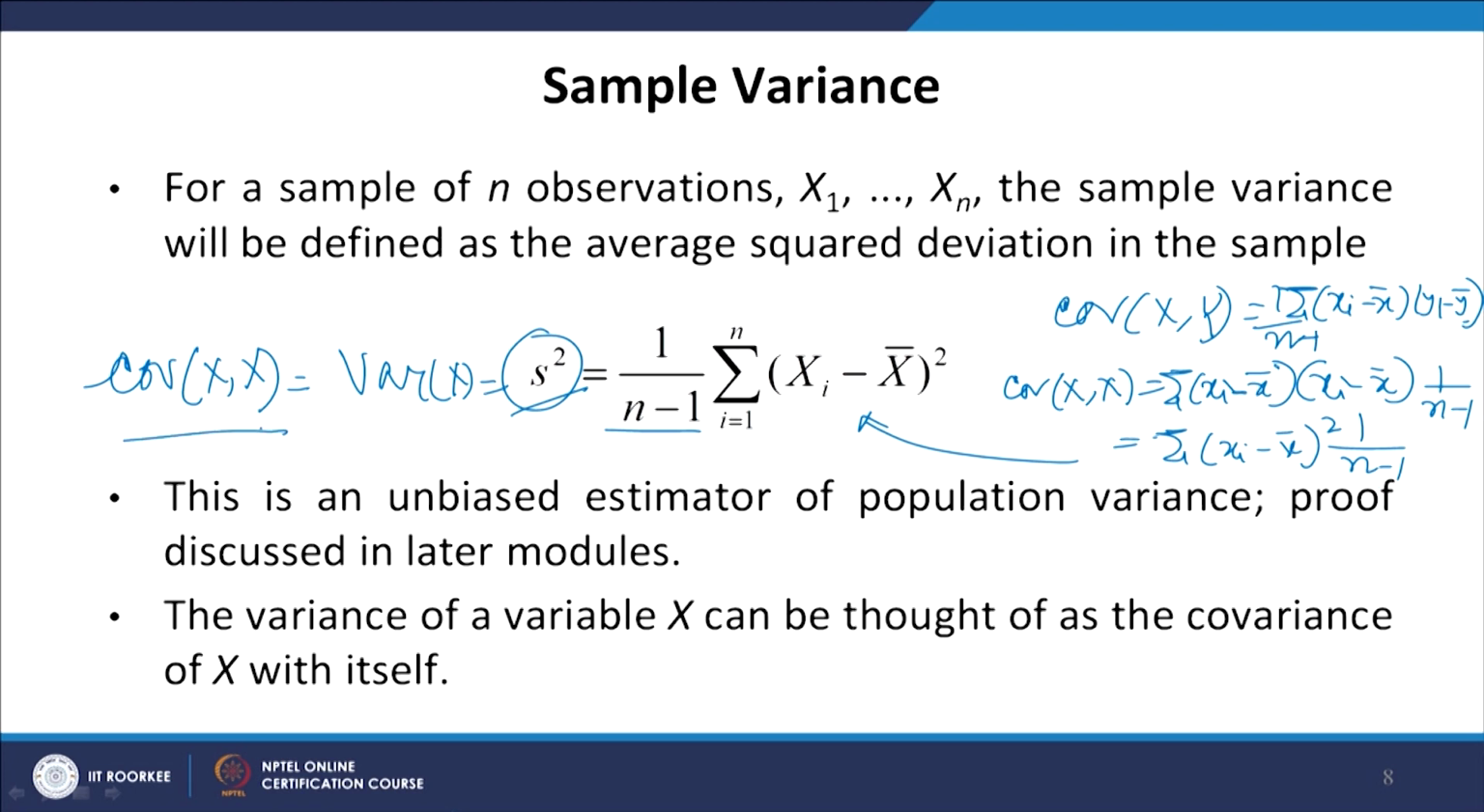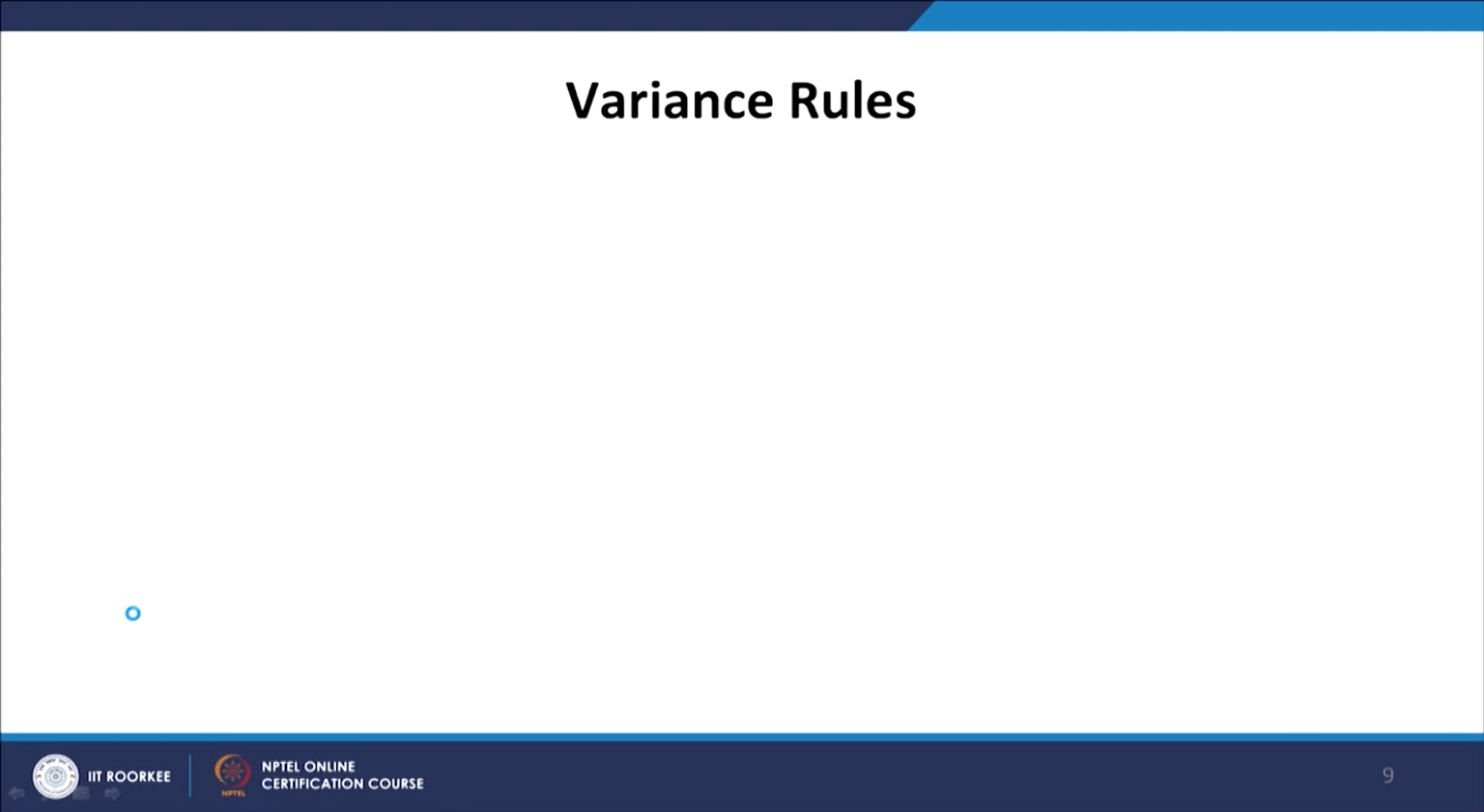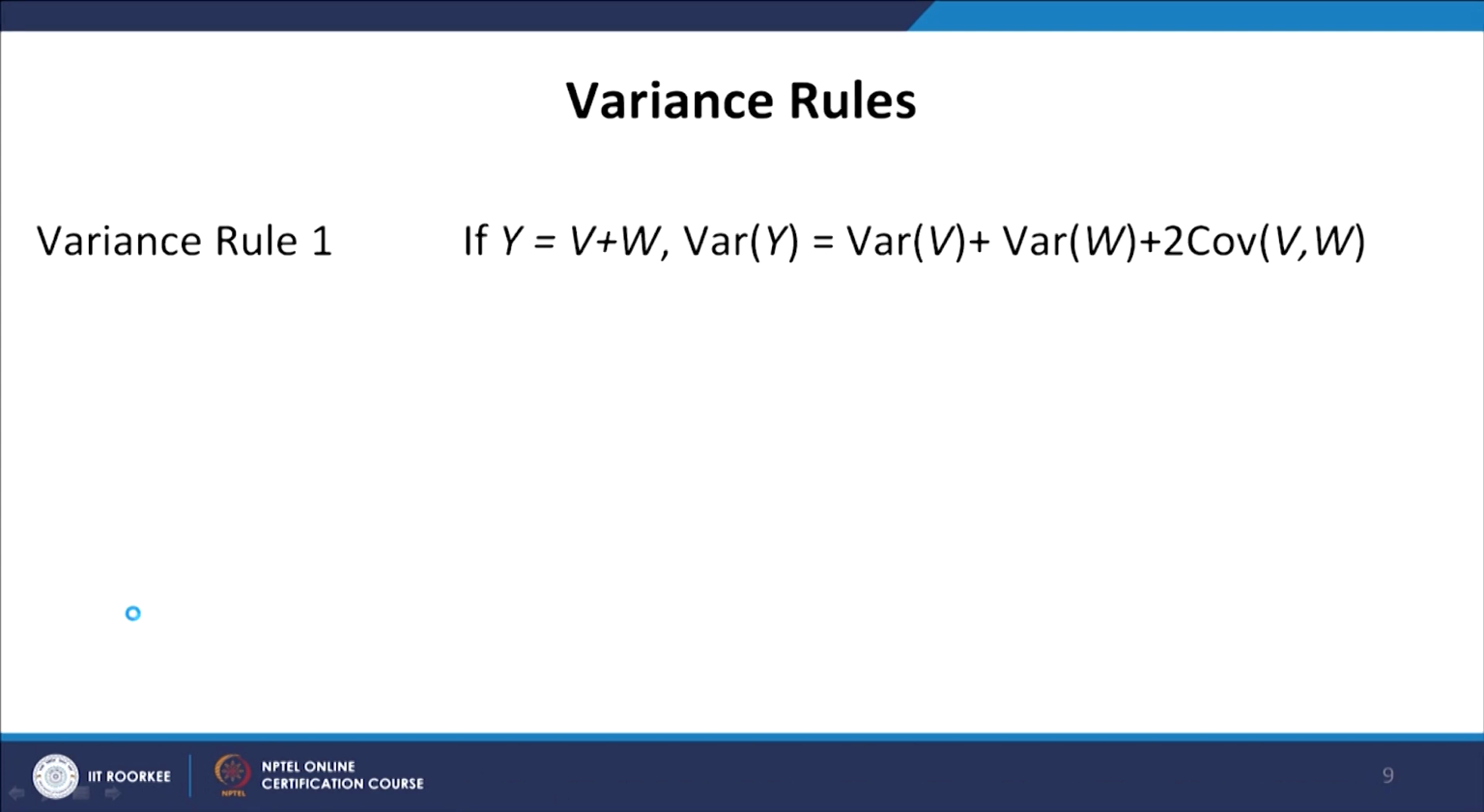So, that is how this concept is also used in future, and that is why it is being mentioned here, that the variance of a variable x can be thought of as the covariance of x with itself. Now, we talk about certain variance rules. First of all, if y equals v plus w, then variance of y is variance of v plus variance of w plus 2 covariance v w, right.